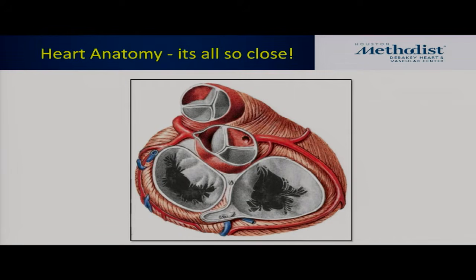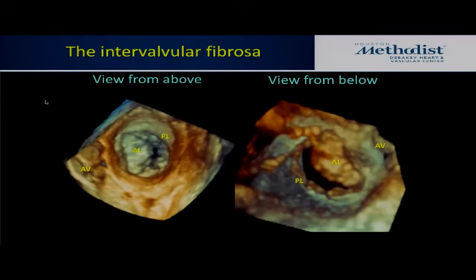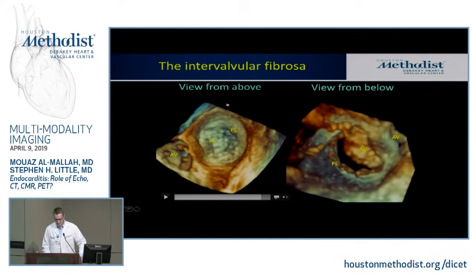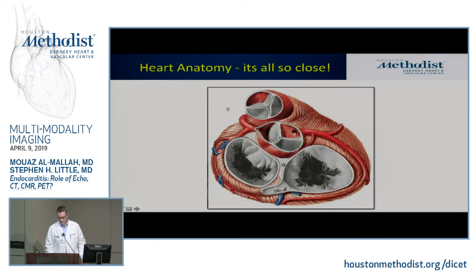So all of this anatomy is very important here. You've got the central fibrous trigone. Let's go back one. That went too fast. Okay, so this is the mitral valve, aortic valve, tricuspid. The fibrous trigones: this is the left fibrous trigone, the right fibrous trigone. The conduction tissue runs right here.